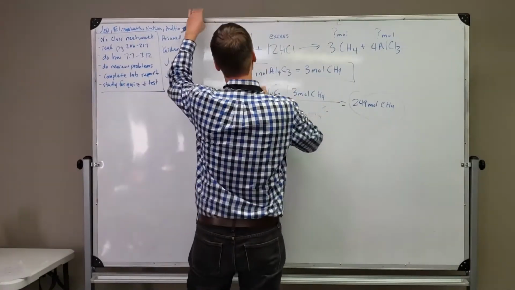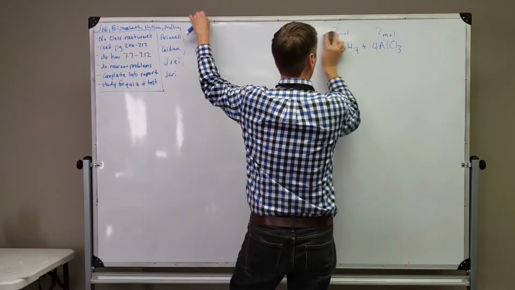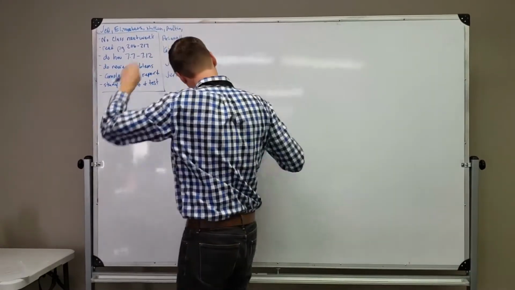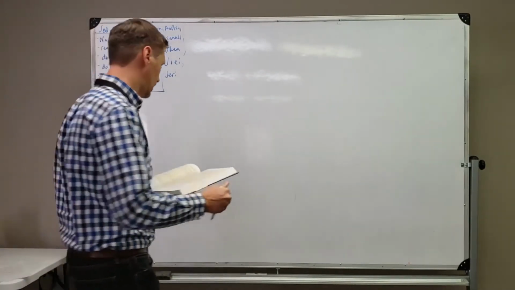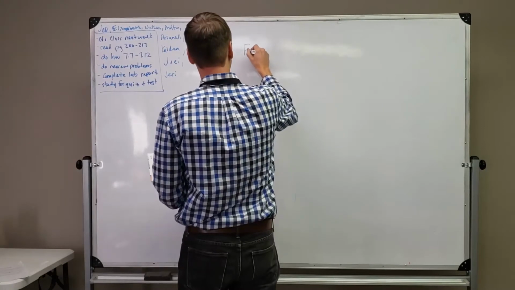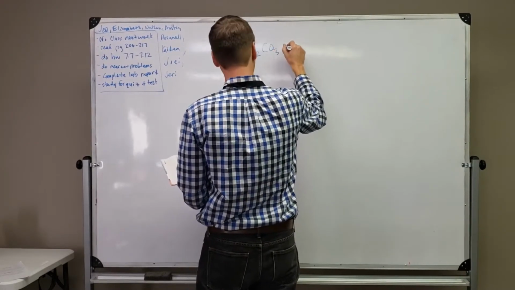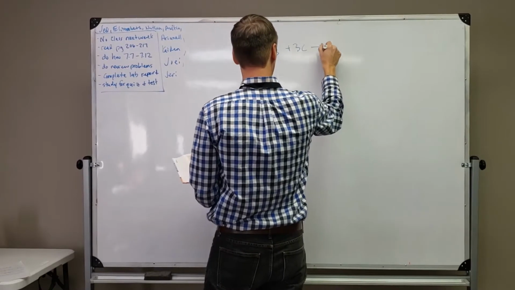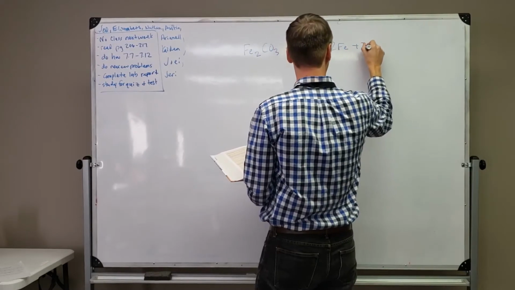And it's basically going to be the same problem. If you've got this problem down, you'll be able to easily do the next one. But we need to make sure you're clear on these, because this is not going away anytime soon. Fe2O3, the reaction they give us, plus 3C yields 2Fe plus 3CO.